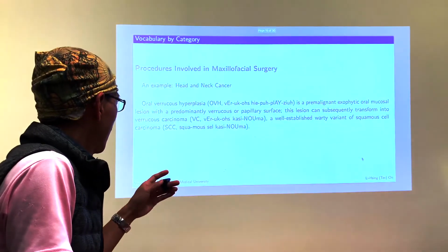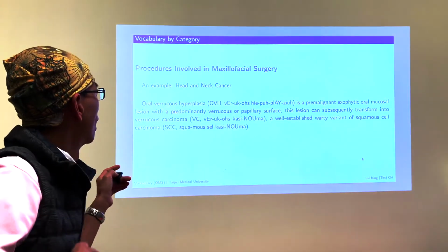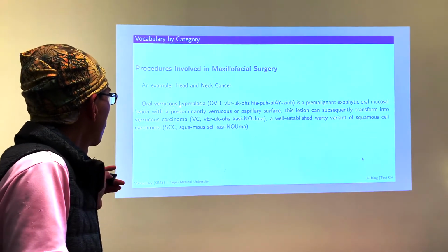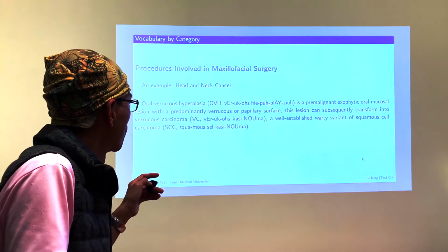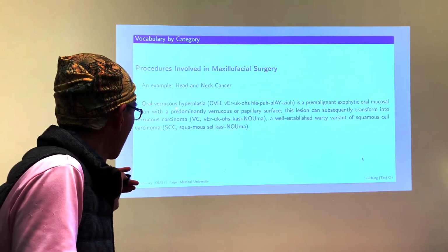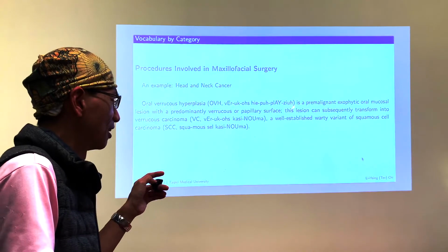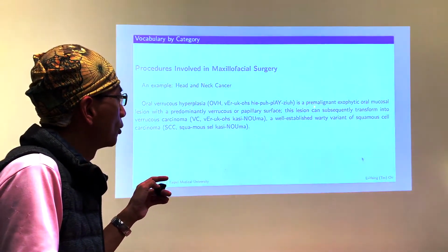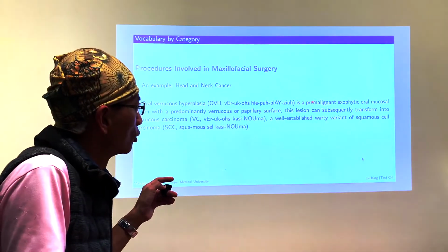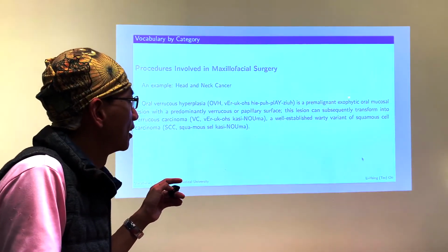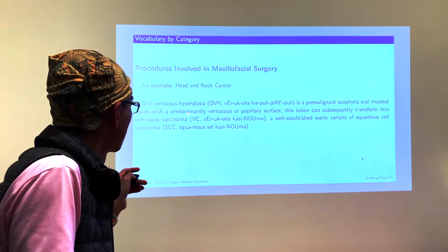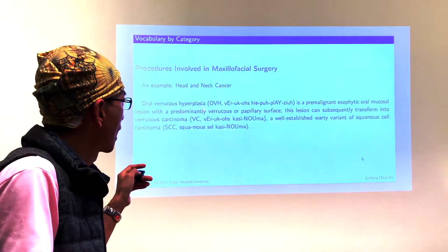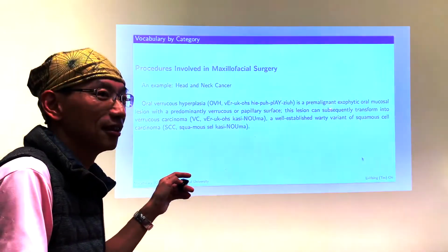Now we go to oral cancer. A brief summary: oral verrucous hyperplasia is a kind of benign lesion in the oral mucosa, but it precedes cancer, so it is a pre-malignant oral mucosa lesion. That means if we don't treat it early, it will become malignant, become cancer in the future.